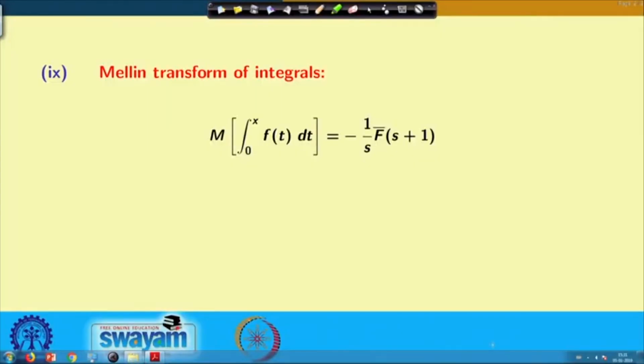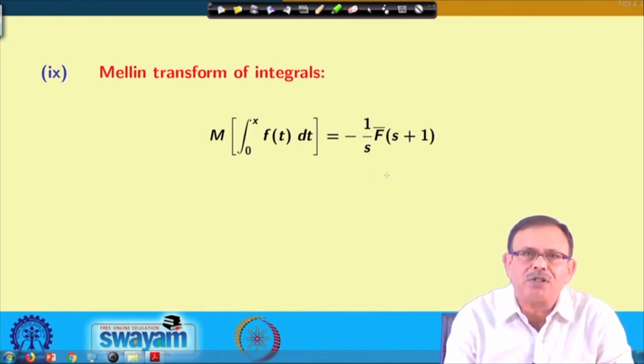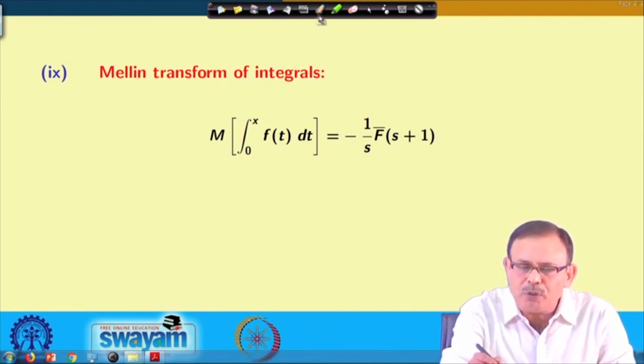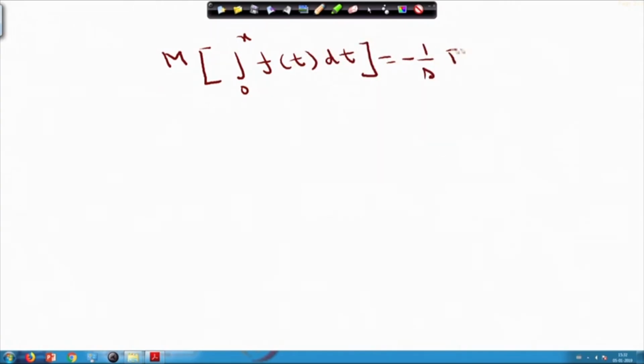The first property is on the Mellin transform of integrals, that is, the Mellin transform of integral from 0 to x of f(t) dt. This is equal to minus 1 by s times f bar at s plus 1. To give the proof of this one, basically you have to prove that the Mellin transform of integral from 0 to x of f(t) dt is equal to minus 1 by s into f bar s plus 1.